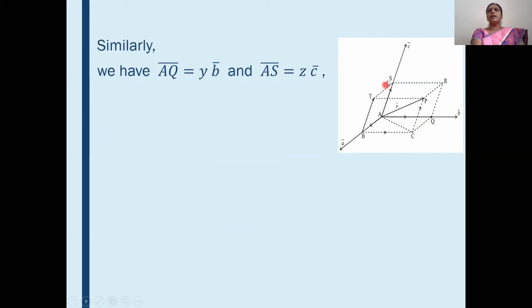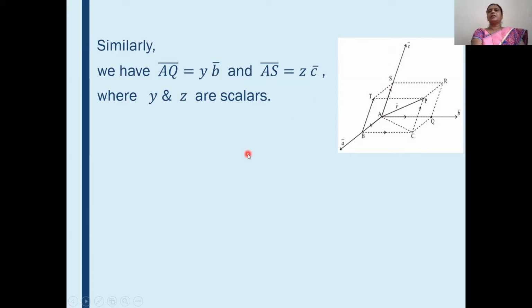And see here, AS and c bar are collinear vectors. Therefore, AS can be written as z times c bar by the definition of collinear vectors, for some scalars y and z. Are you getting my point? Here, AB bar and a bar are collinear, AQ bar and b bar are collinear, and AS and c bar are collinear.